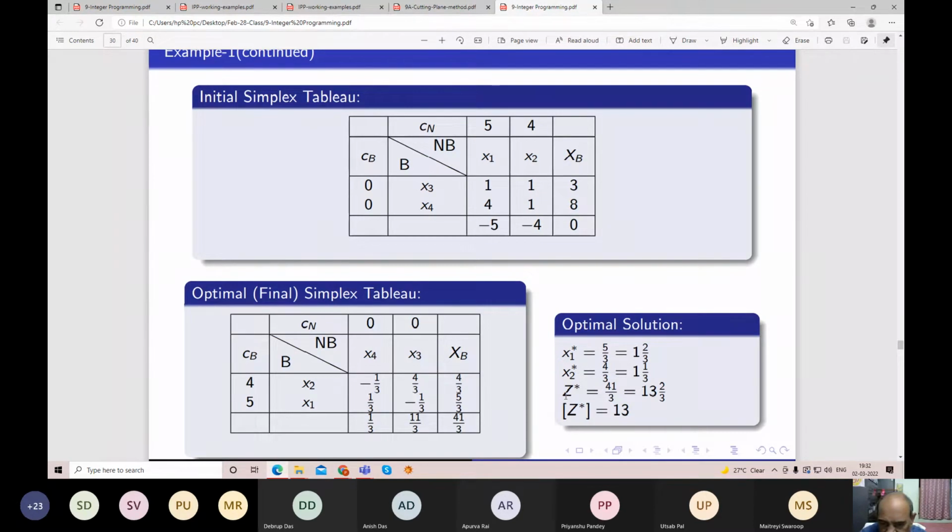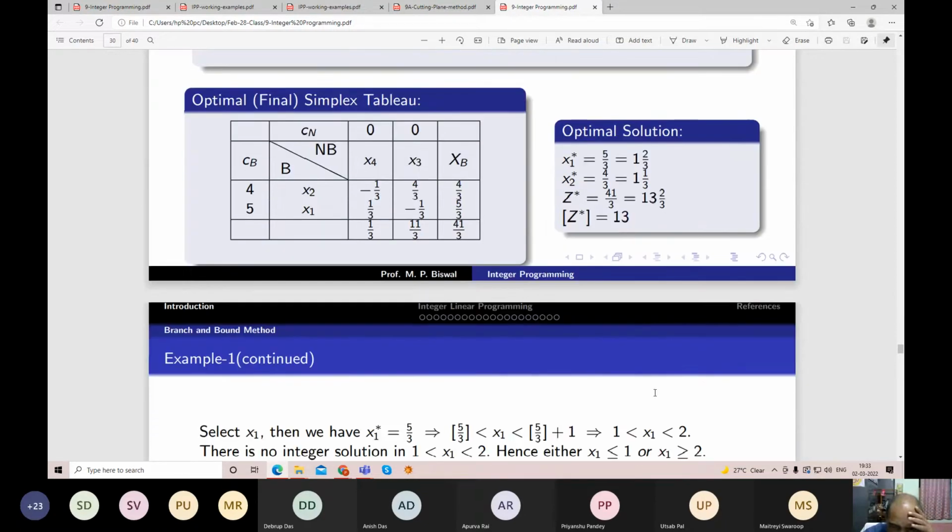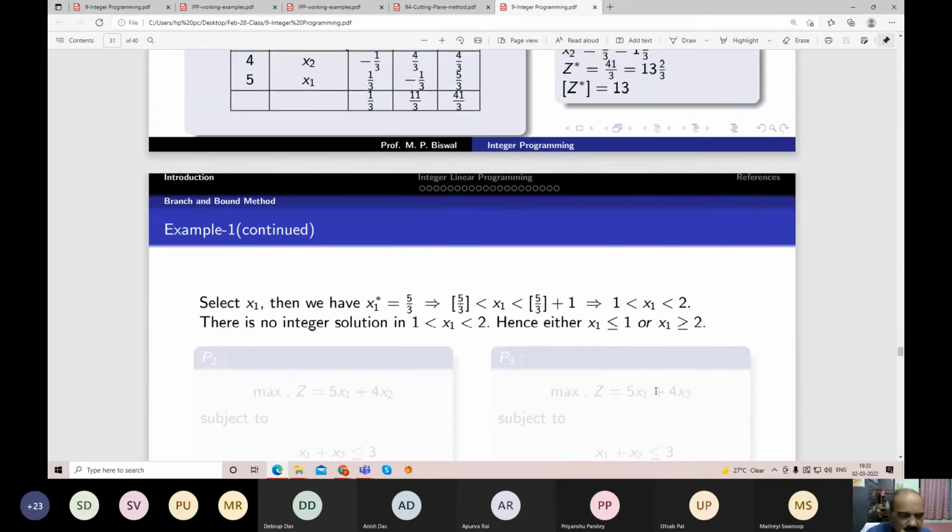Anyone you can consider, no problem, but the solution is like this. x1 star equal to 5 by 3. It has the largest fractional part, 2 by 3, and x2 equal to 4 by 3. It has fractional part 1 by 3, and z star, as you know, is 41 by 3, but the integral value of z star is 13. So we would like to know what is the optimal solution. What is the rule here? We have selected x1. Why have you selected x1? Tell me why. It is the largest fractional part.